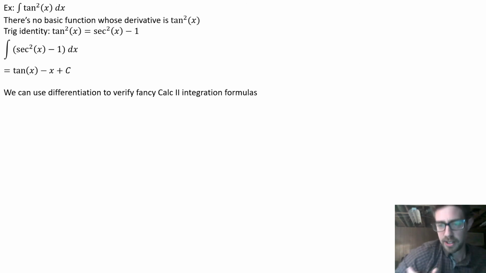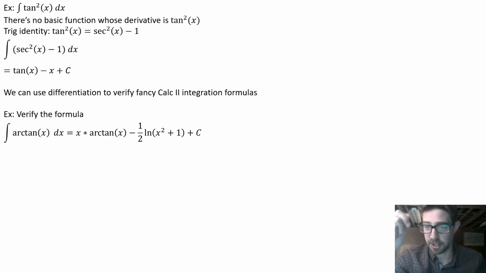One more thing we can do with indefinite integrals is I can tell you a fancy integration formula from Calc 2, and I can just ask you to check that it works. And how do you check that it works? Well, an integral is a derivative backwards. So you take the derivative of the big crazy thing that I'm telling you that this is the integral of. Here's what I mean.